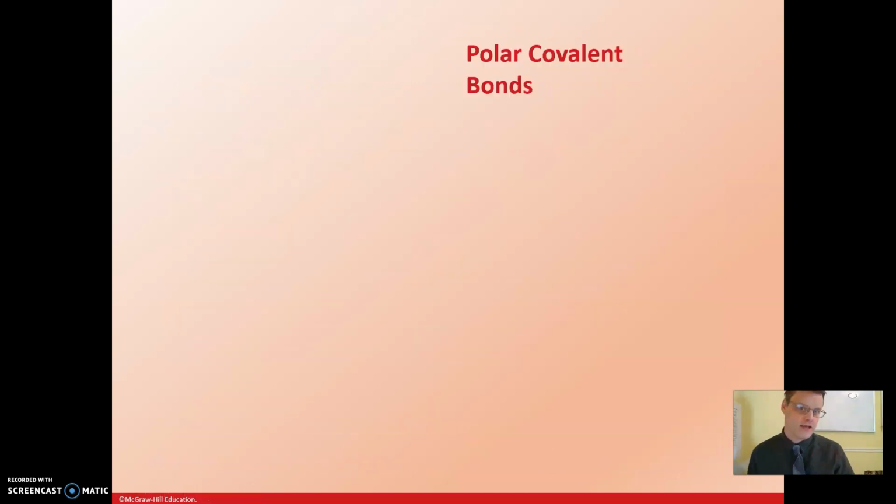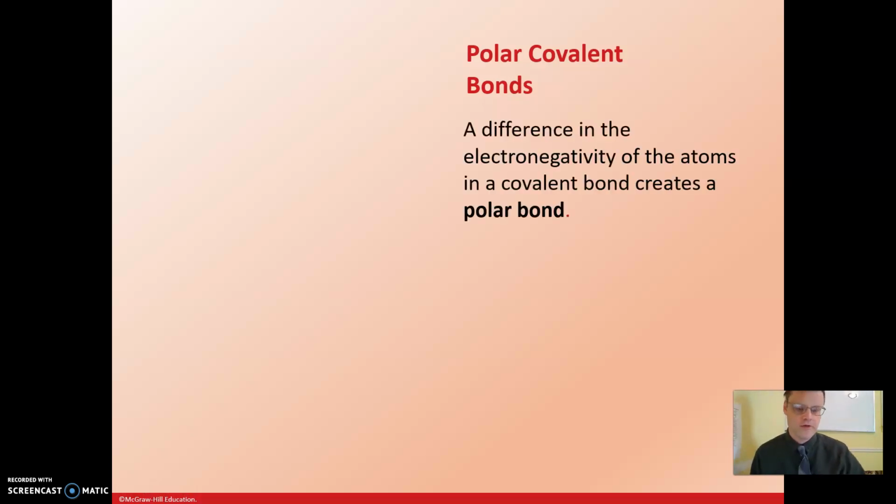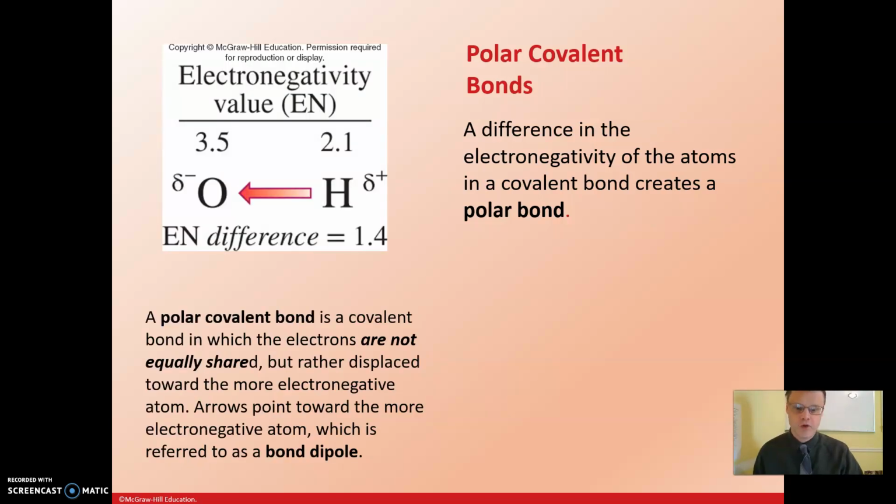Now, that allows us to move on to this concept of polarity and polar covalent bonds. So in a covalent bond, we have two atoms involved, and a difference in electronegativity between those two atoms causes the bond to be polar. So an example here would be a bond between hydrogen and oxygen. Now, oxygen is more electronegative than hydrogen because it has a value of 3.5 versus 2.1.